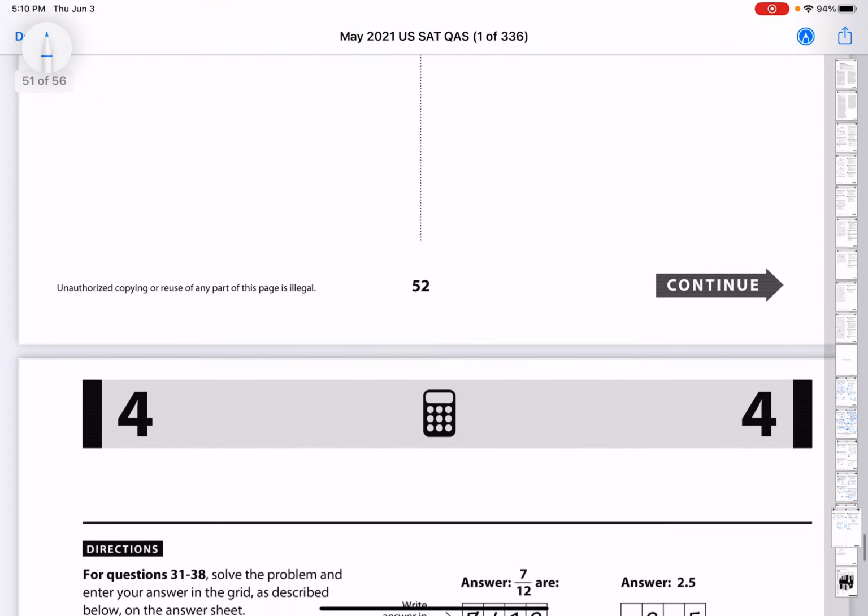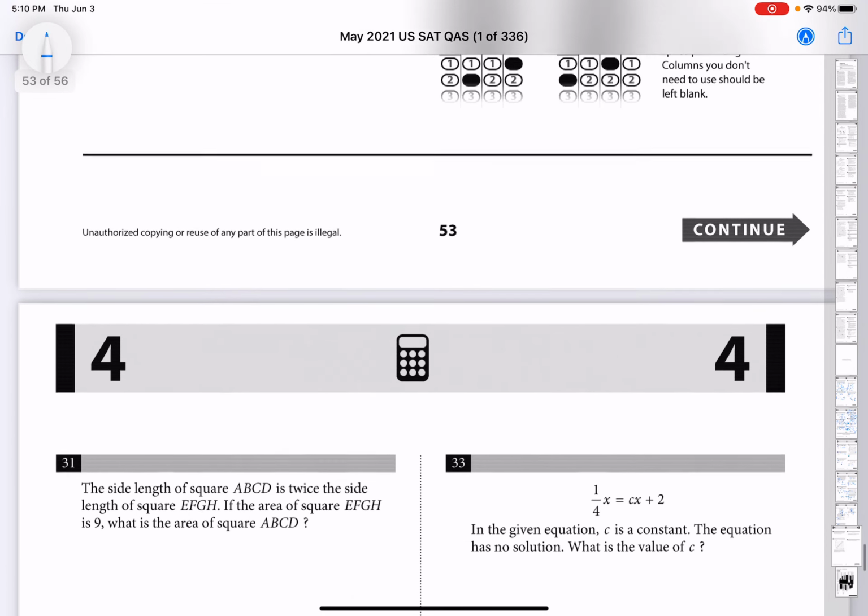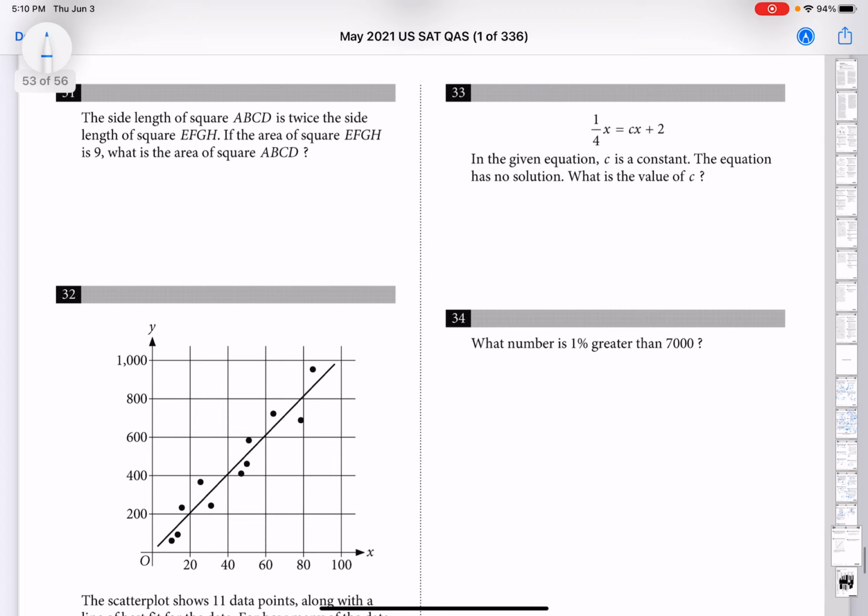Okay. Let's take a look at the gridded section now. So let's see what it is. Okay, question number 31. The side length of square ABCD is twice the length of square EFGH. If the area of square EFGH is 9, what is the area of ABCD? All right, so this is going to be twice as big.